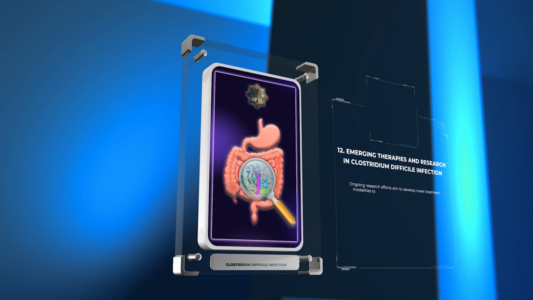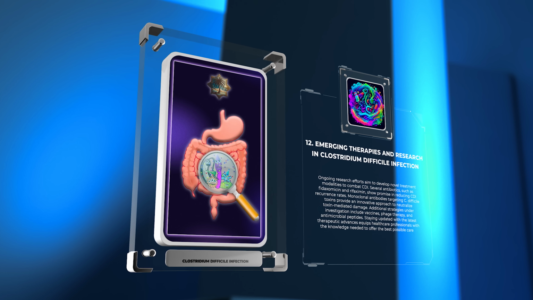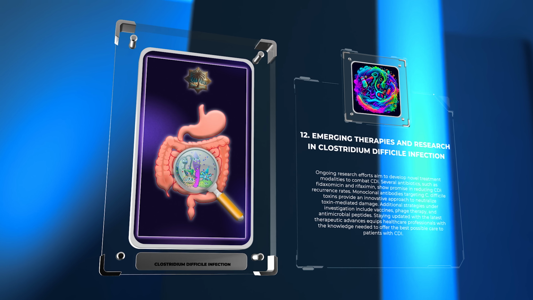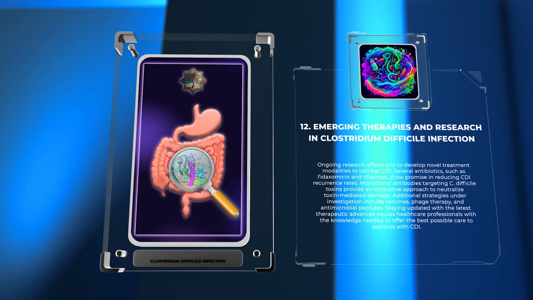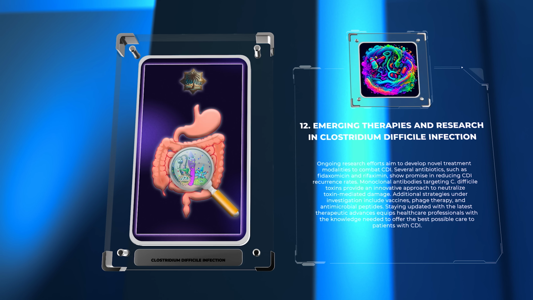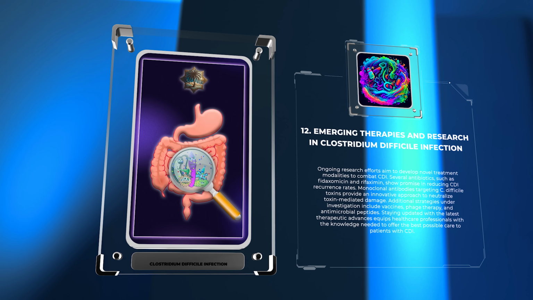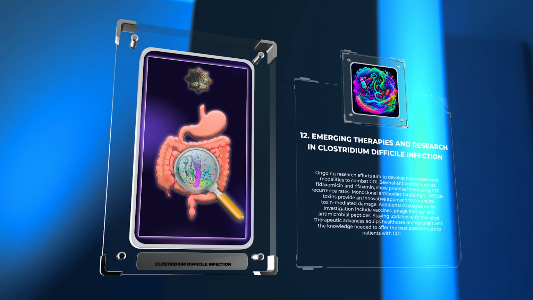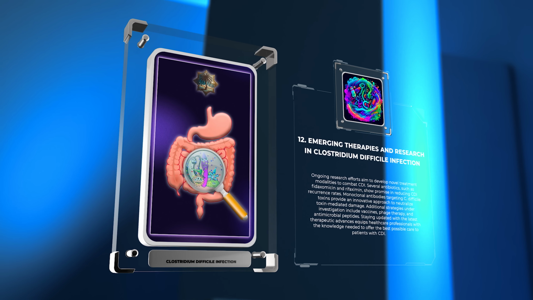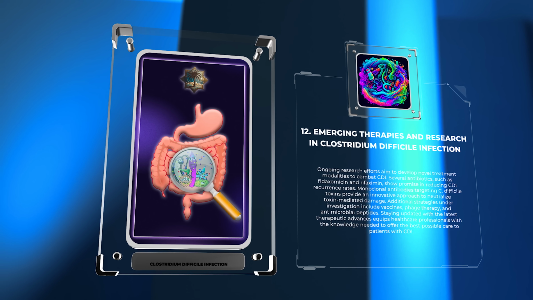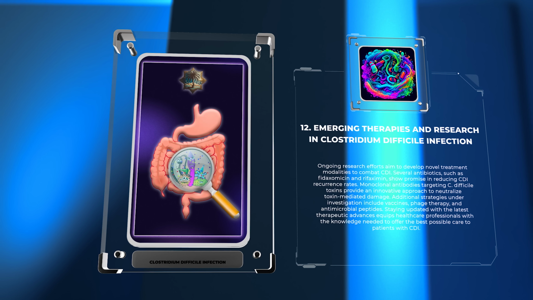Ongoing research efforts aim to develop novel treatment modalities to combat CDI. Several antibiotics, such as fidaxomicin and rifaximin, show promise in reducing CDI recurrence rates. Monoclonal antibodies targeting C. difficile toxins provide an innovative approach to neutralize toxin-mediated damage. Additional strategies under investigation include vaccines, phage therapy, and antimicrobial peptides. Staying updated with the latest therapeutic advances equips healthcare professionals with the knowledge needed to offer the best possible care to patients with CDI.